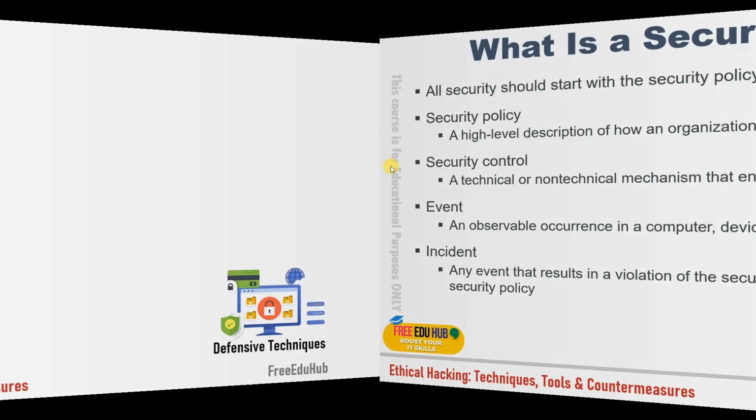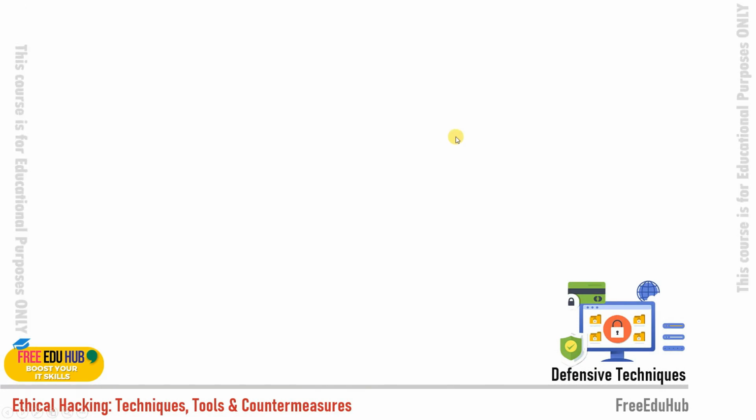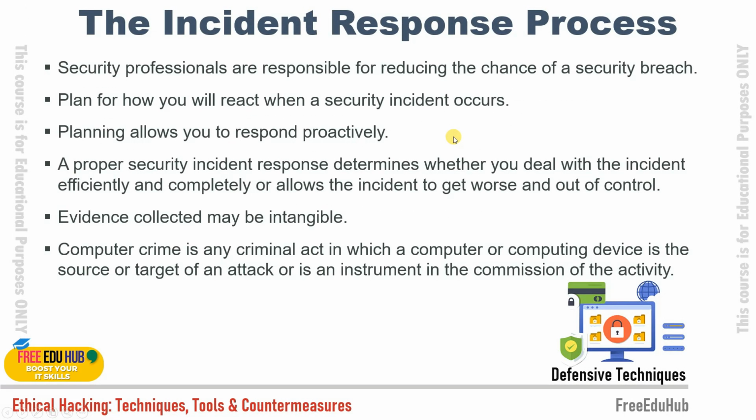So after the security incident, the next topic that we have is the incident response process. What is it? Security professionals are responsible for reducing the chances of a security breach. So it's their responsibility to make sure that your environment is safe. Plan for how you will react when a security incident happens. That of course depends on the policies and procedures you have. If you have well-written rules and regulations, you'll be able to handle it in a better way.